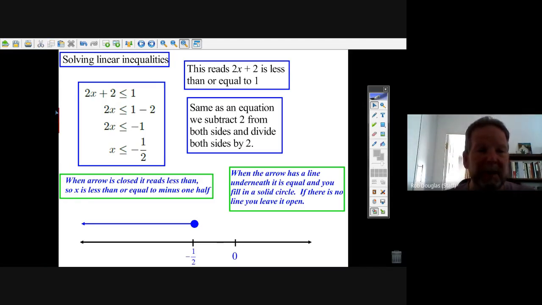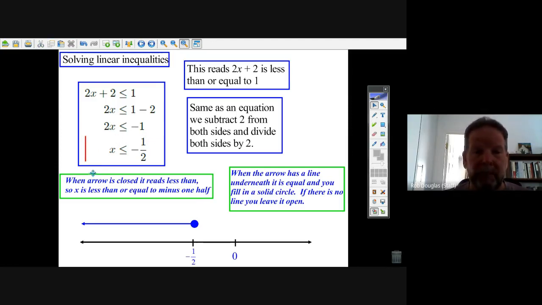Well, you treat it just like an equation. You do just about the same thing. You want to get the x's by themselves, so you take away 2 from both sides. 1 minus 2 is negative 1. And then you want to get the x by itself, so you divide both sides by 2, and you get x is less than or equal to minus 1/2.